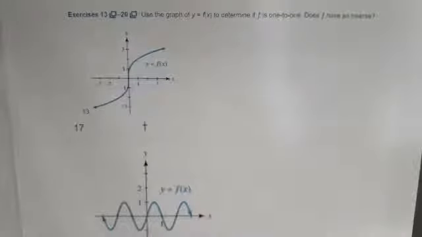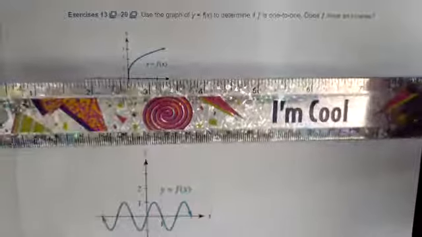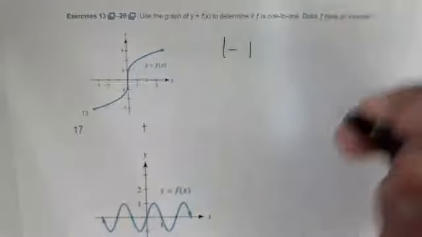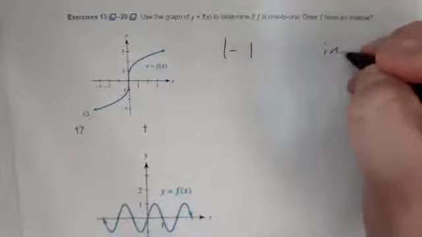Is this one-to-one? And how do we check if it's one-to-one? Horizontal line test. We do a horizontal line test. Is this ever going to hit it at more than 1 point? No. So is it one-to-one? Yes.